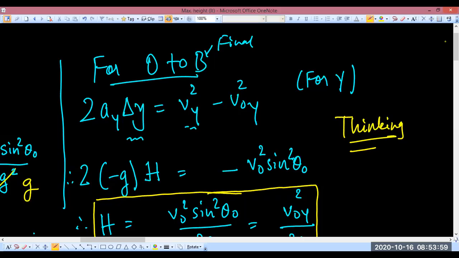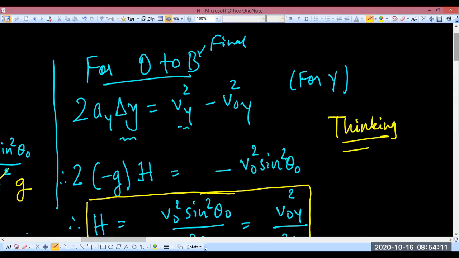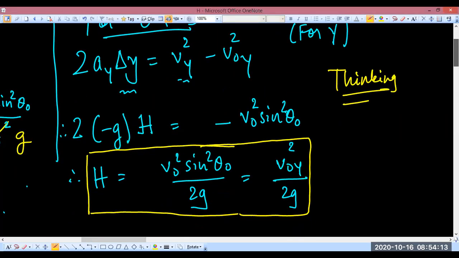The first is not that hard, that's true, sir, but it's long, right? I'm sure you'll agree with me, it is long. The second is very short. Okay, all right, so that's it, right? This is for maximum height.